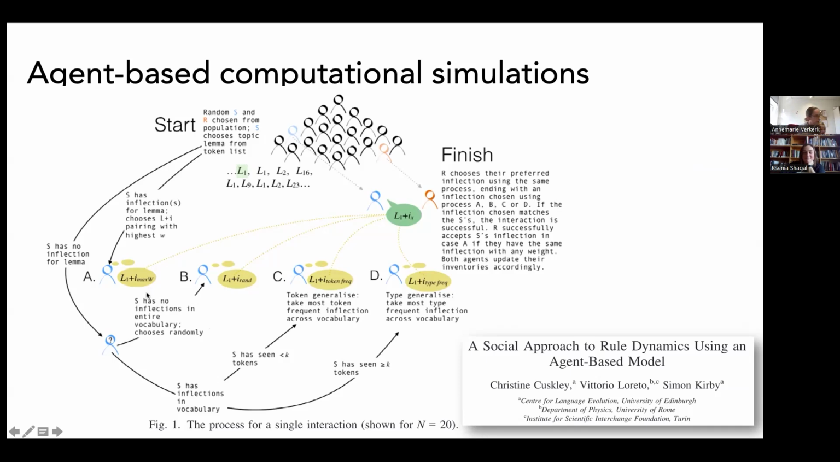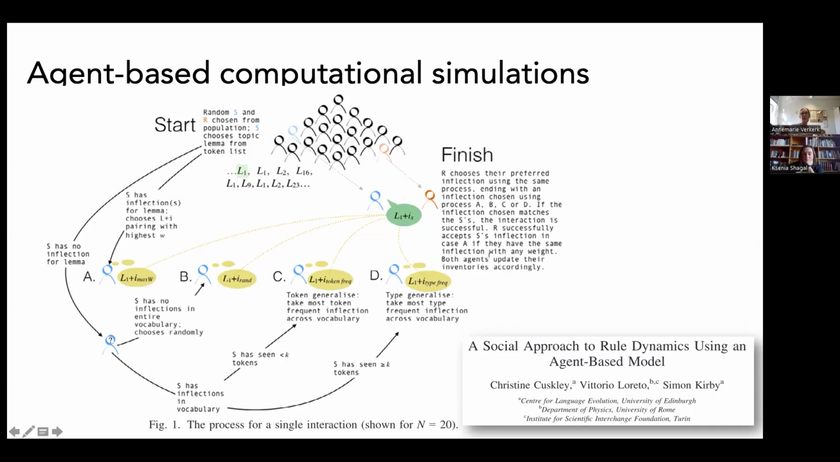So when it's just starting out, you get a random selection. If you have some inflections, you can pick these according to how many tokens you have seen. So either you have seen very few tokens, and you just pick the most frequent inflection that you have seen. But if you have seen many tokens, then you start attaching specific inflections to specific types of lemmas. And this is the one that you communicate to the recipient, right?